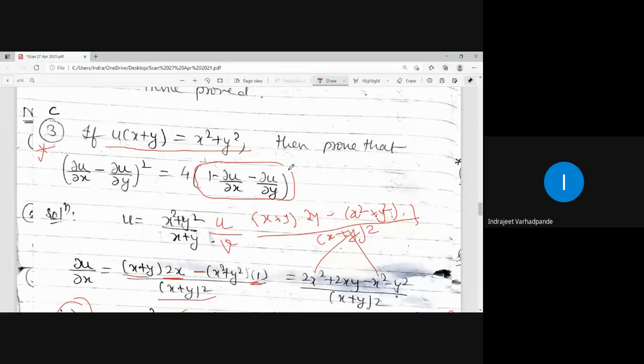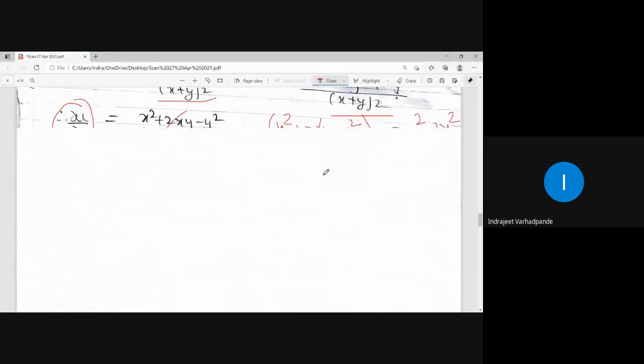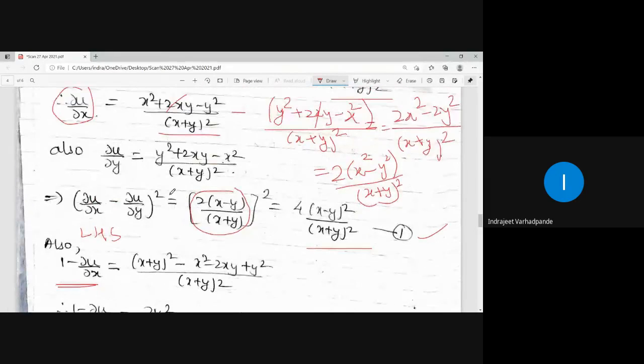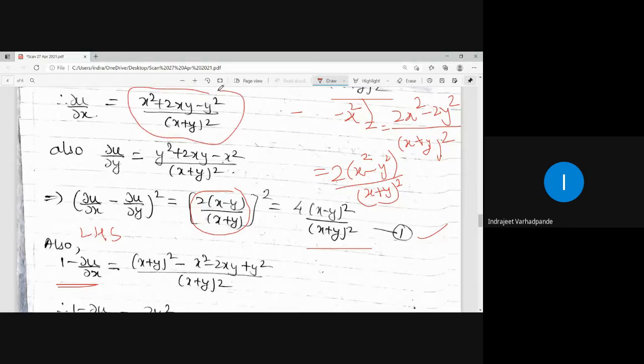4 I can multiply later on. I will have to first calculate 1 minus del u by del x, and again del u by del y is to be subtracted from that. So initially I take 1 minus del u by del x. Now del u by del x is available with me. Del u by del x is this term. So 1 minus this term I will have to do.